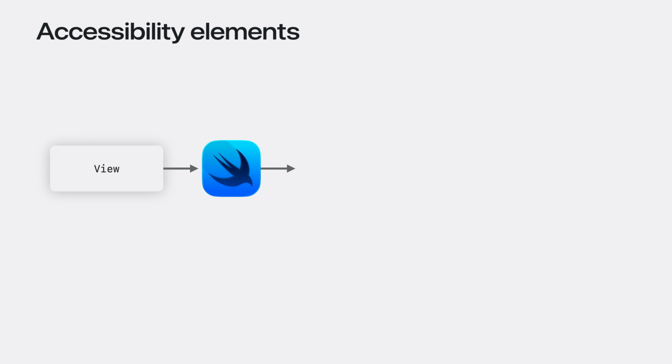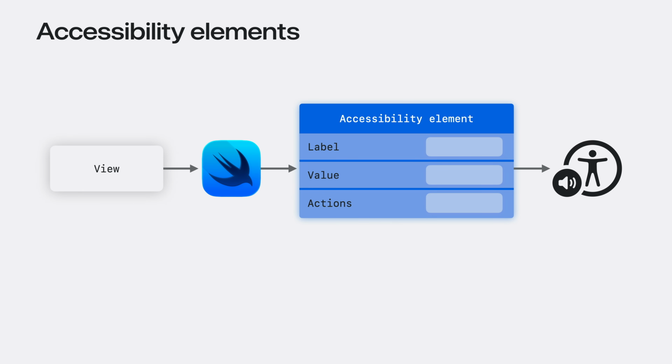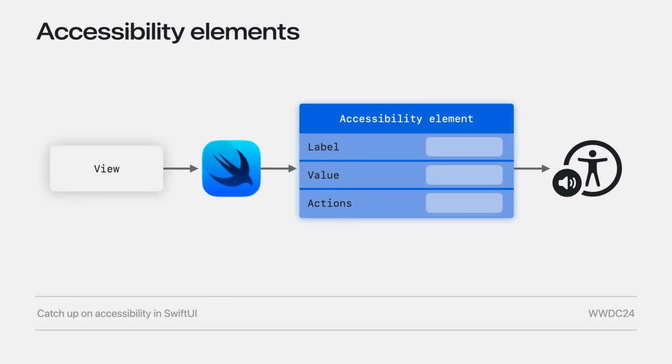SwiftUI conveys the individual views that make up your app as accessibility elements. Accessibility elements contain the information that is needed for accessibility technologies to understand and interact with your app. If you are not familiar with accessibility elements, I recommend checking out Catch Up on Accessibility in SwiftUI from WWDC25.